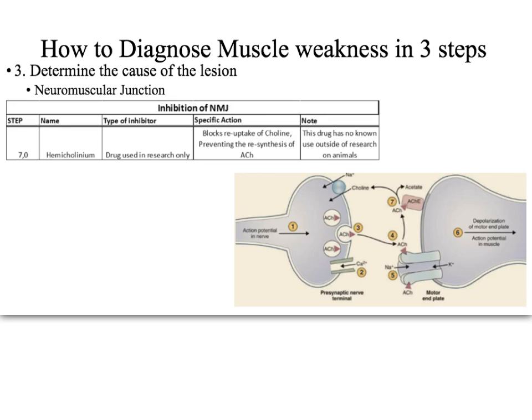With step 7 and step 0, there's a drug called hemicholinium. This drug is only used for research. It has no known use outside of research on animals. And what it does is it blocks the reuptake of choline, preventing the resynthesis of the ACh. So as the choline gets brought back into the cell, typically, if you can stop that, you can stop the resynthesis, step 0 of ACh synthesis.